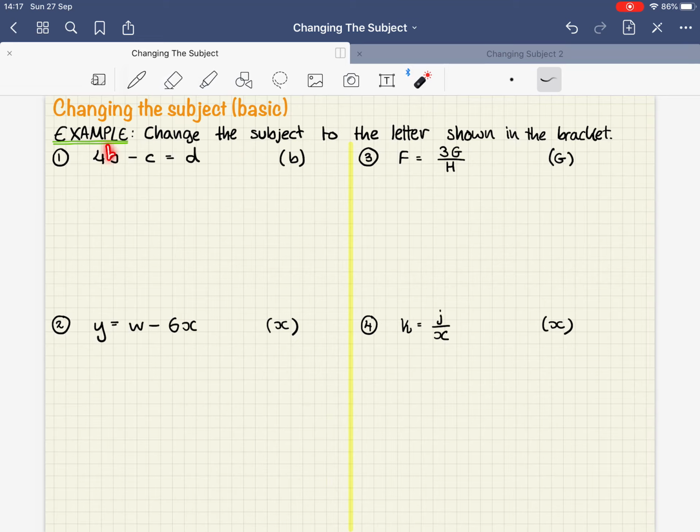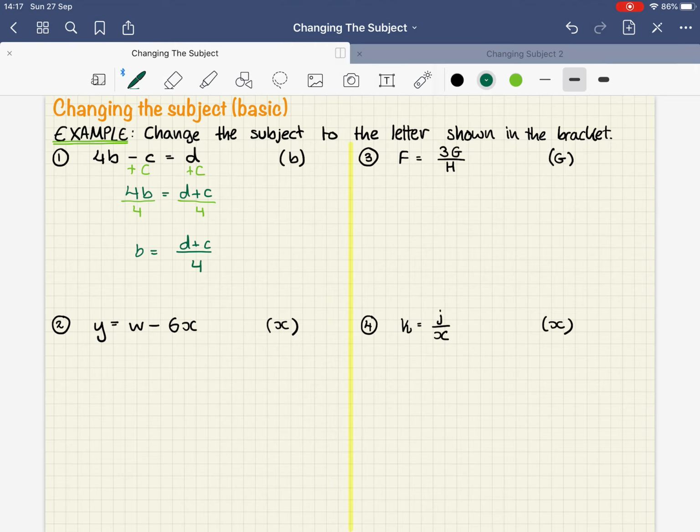So I want to have b all by itself in this first one. To start off, I need to try and get rid of everything that is around it. So I've got 4b minus c equals d. First, to get rid of that c, I need to add c to both sides. So I now have 4b equals d plus c. Then I just need to divide that 4 away. And so my final answer is just going to be b equals d plus c all over 4. And as you can see, we've gotten the b on its own, so that means that is now my subject.